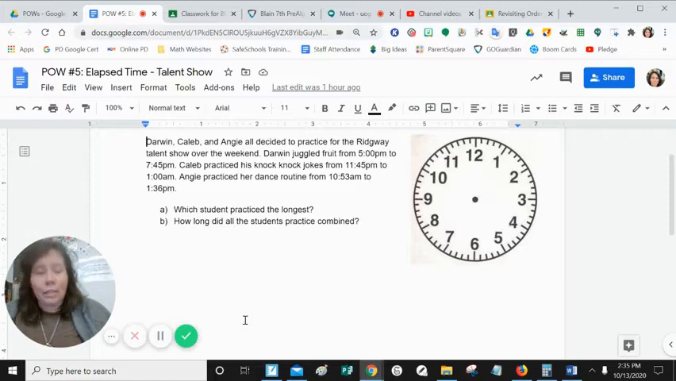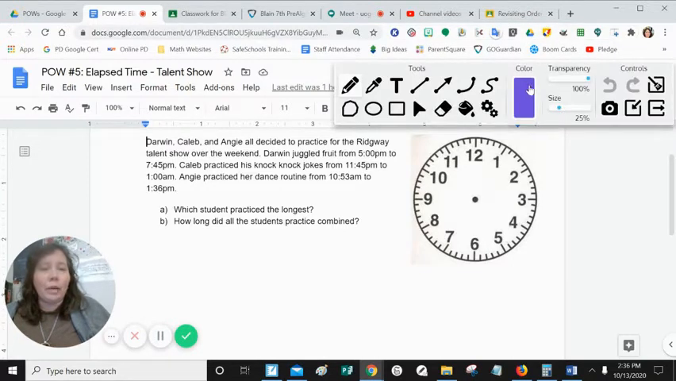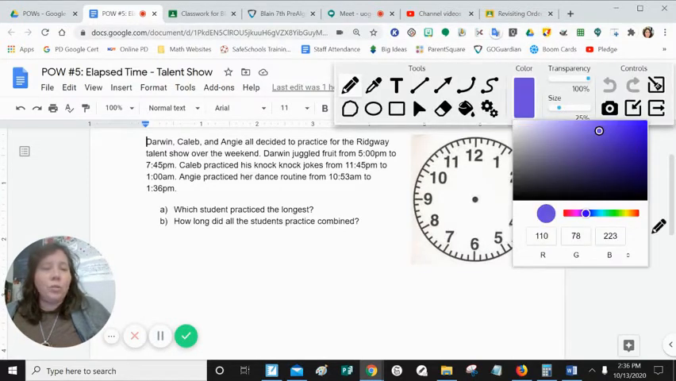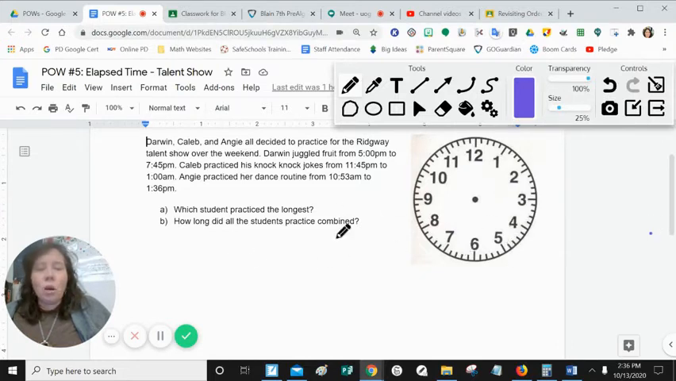to 1:36 p.m. Well, one way to calculate these numbers is to actually pick out a clock and use the clock to help count the minutes and hours as we go. So let's do it that way. I'm going to pull up Web Paint and pick a color and we're going to draw on our screen. So I'm going to keep track over here of our people, Darwin, Caleb, and Angie.